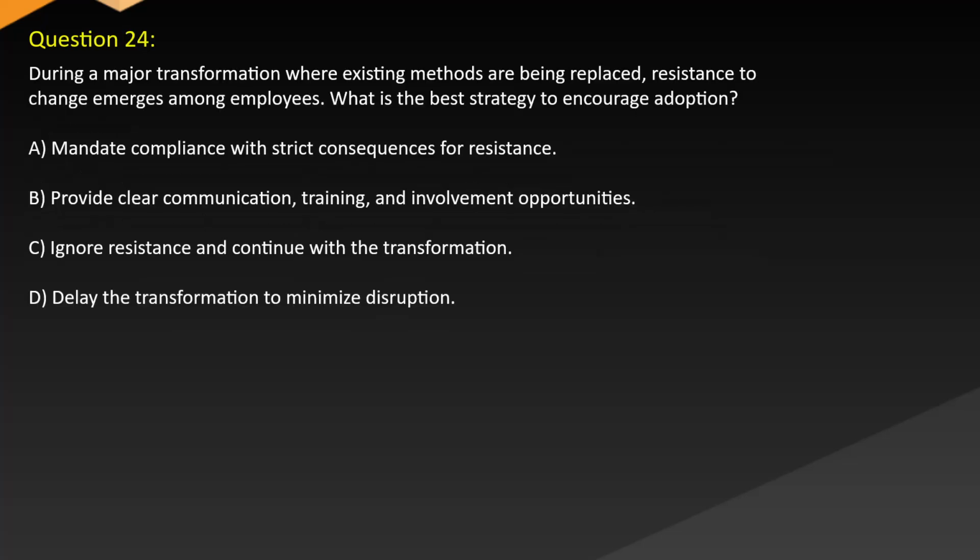Question 24. During a major transformation where existing methods are being replaced, resistance to change emerges among employees. What is the best strategy to encourage adoption? A. Mandate compliance with strict consequences for resistance. B. Provide clear communication, training, and involvement opportunities. C. Ignore resistance and continue with the transformation. D. Delay the transformation to minimize disruption.